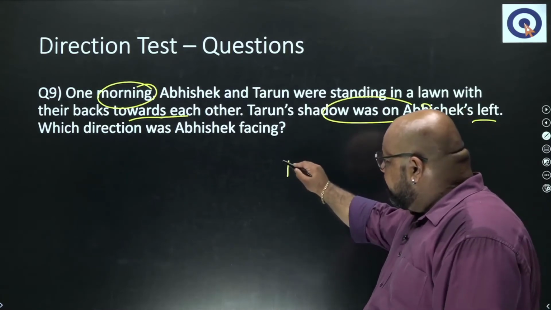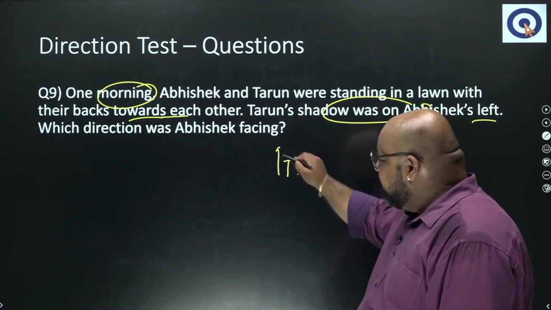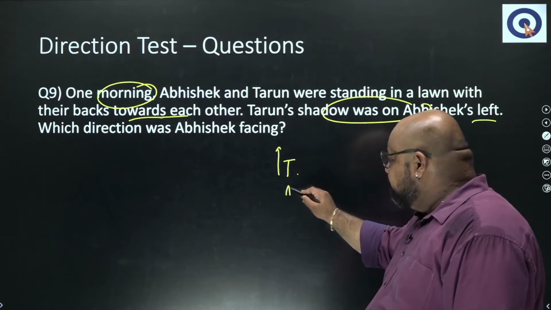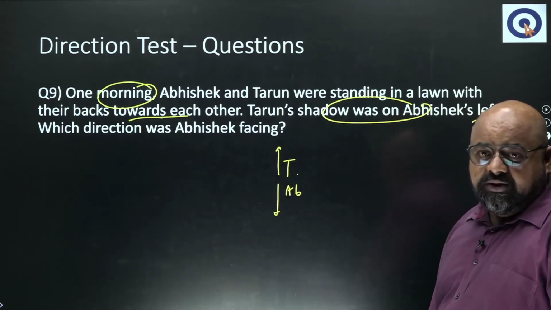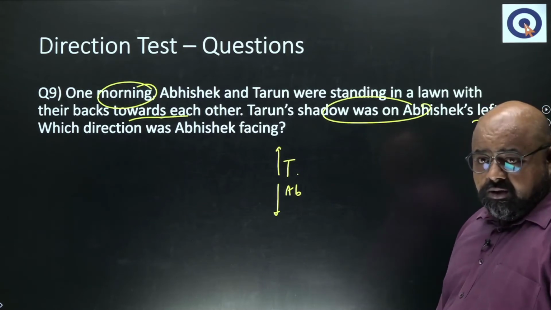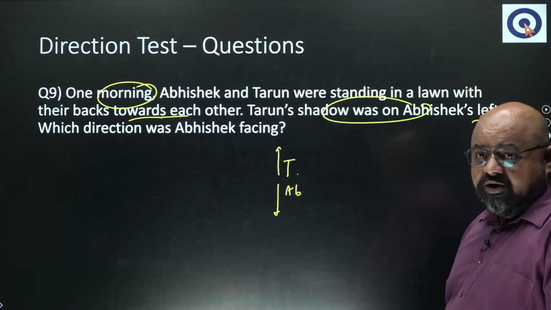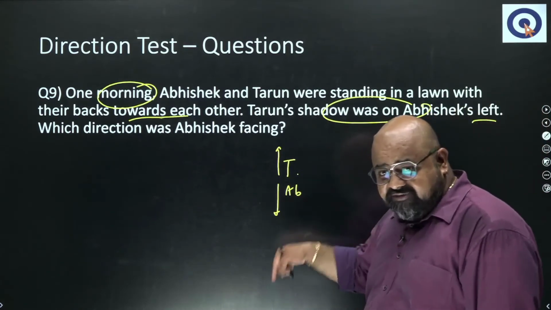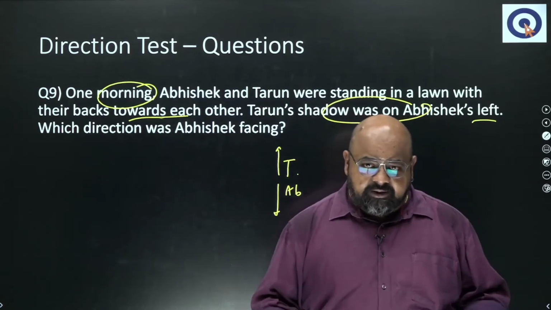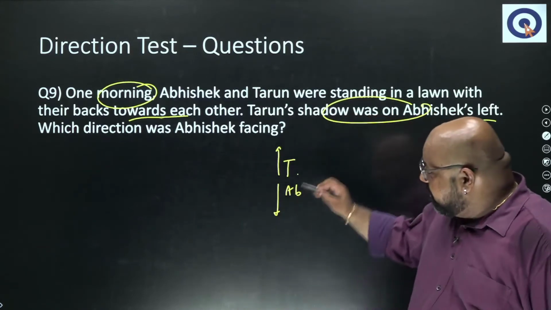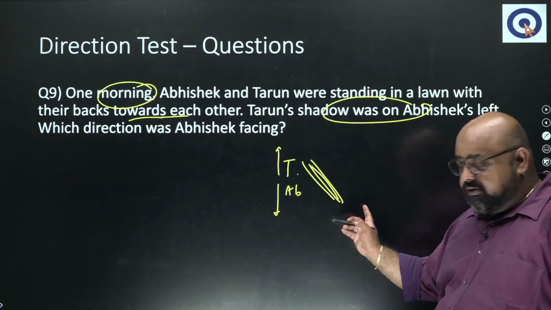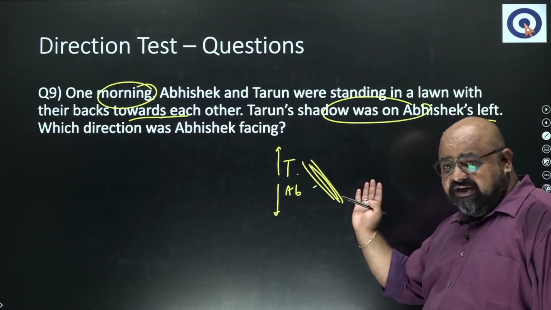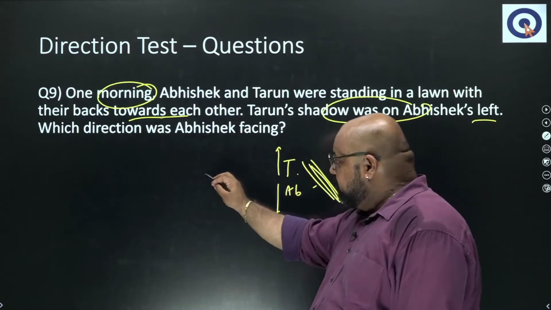So I make Tarun and Abhishek stand. Tarun is facing here, I do not know which direction it is. Abhishek is facing here, backs towards each other. What happens with Tarun's shadow? Tarun's shadow is falling on Abhishek's left. Because Abhishek is facing downwards, that is how I stand. So I become Abhishek, this is my left. So Tarun's shadow would be falling somewhere here on Abhishek's left. If the shadow is falling this side, the sun has to be on the opposite side. So this is the sun.